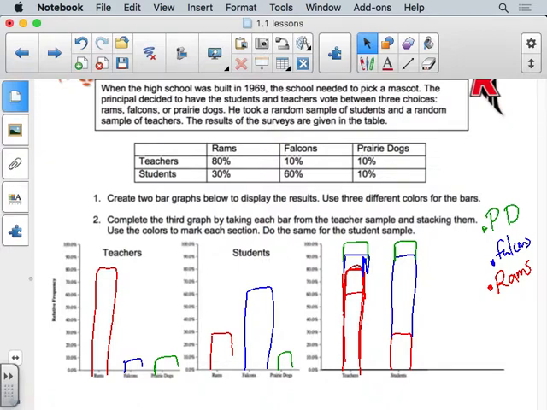Alright, so number 3 on our notes says, according to your displays, which mascot appears to have the most support, and explain. So just from these 3 graphs right now, which one do you think wins the survey? Which one's got the biggest? Yeah, it appears the Rams. So yeah, I'd say Rams.